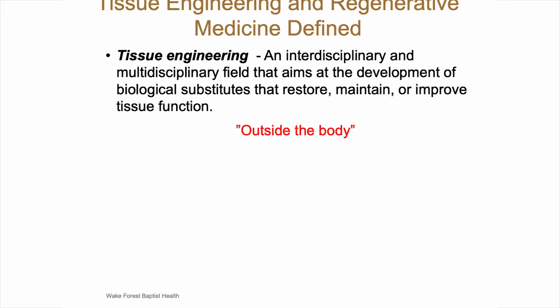So the first thing that we have to do when we talk about tissue engineering and regenerative medicine is define the terms. So what is tissue engineering? Well, tissue engineering is an interdisciplinary and multidisciplinary field that aims at the development of biological substitutes that restore, maintain, or improve tissue function. I like to think of this as the outside-the-body approach. So we're engineering an organ or tissue to replace a diseased or dysfunctional organ.